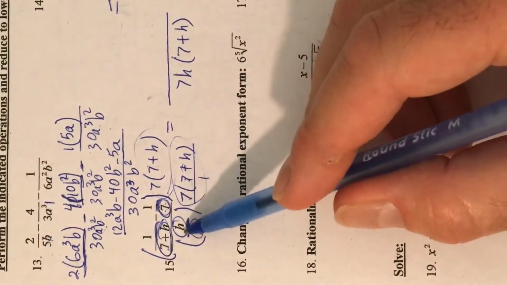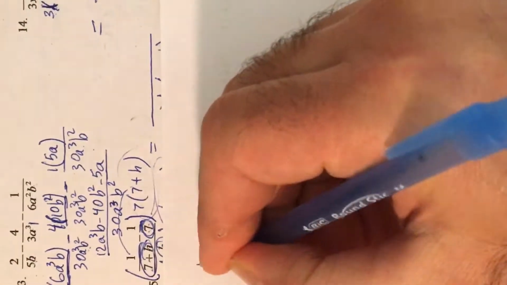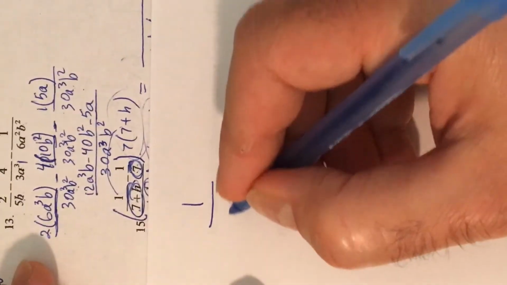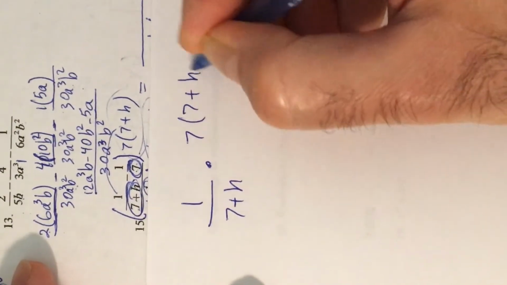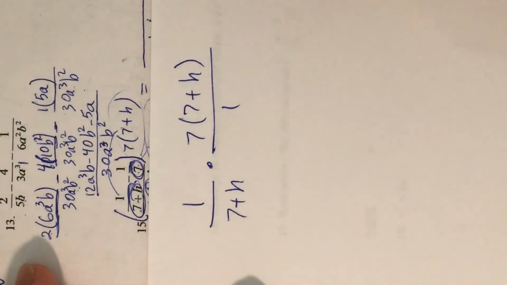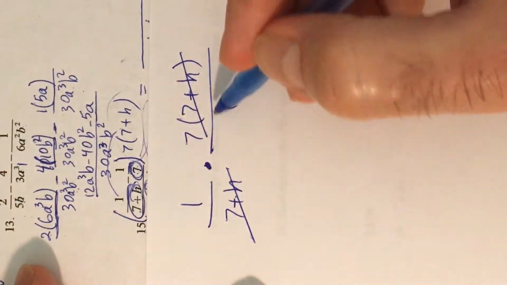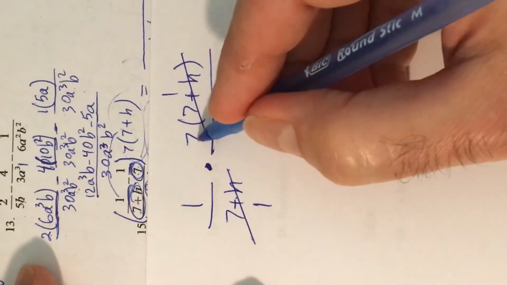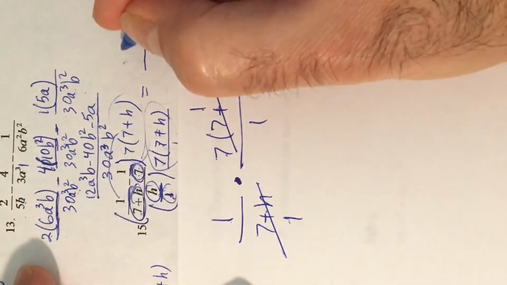So 7 times h times that. Now, if I multiply this by the first fraction, this is what I have. I'm going to do it separately. I have 1 over 7 plus h times 7 over h over 1. Since I'm multiplying, and this is on the top, and they're exactly the same term, I can cancel them. So what am I left with? This is a 1 here and 1 there. So 7 times 1 is 7 over 1. So that just gives me 7.